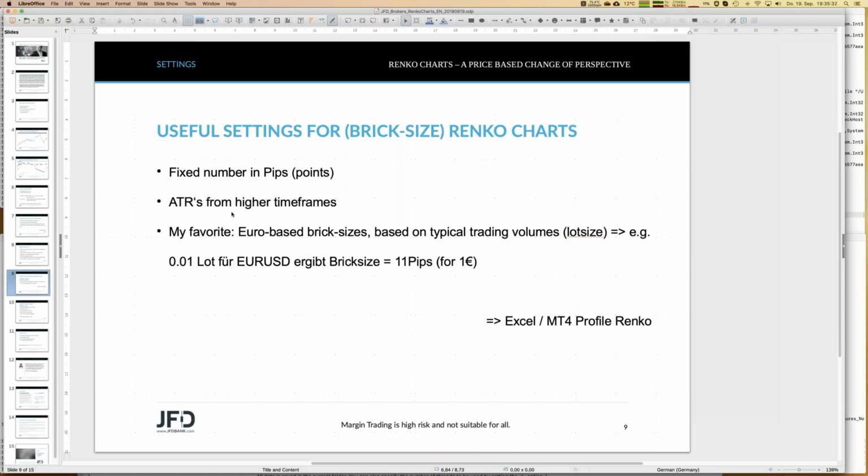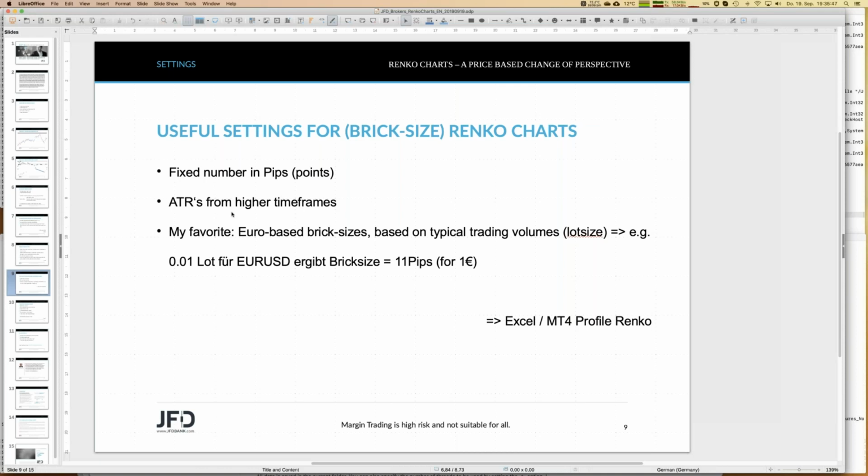Of course, you can use a fixed number in pips, like you always go for a 5 pip brick size. So then all your charts will have 5 pip bricks. Of course, you can do that.